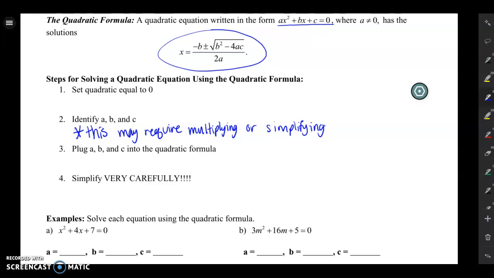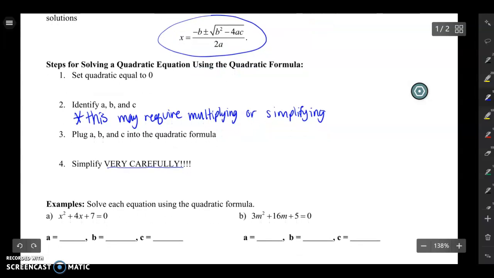After you've identified a, b, and c, you're just going to plug those values into the quadratic formula that we have circled above. And then you're going to simplify very carefully. Most people make mistakes with the quadratic formula when it comes down to simplifying. If you look at the formula, you have a square root you have to simplify, some things you have to add and subtract together, and a fraction you have to simplify. So you have to take this step by step. Okay? So let's go ahead and do a couple examples of this.